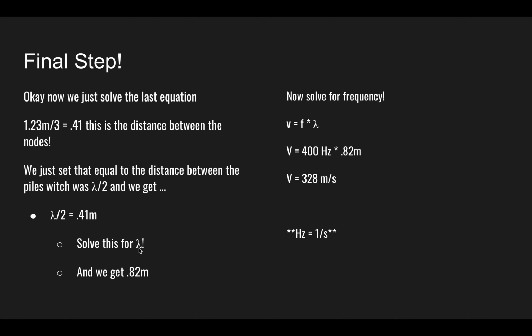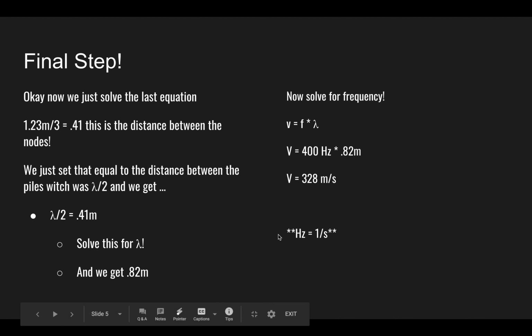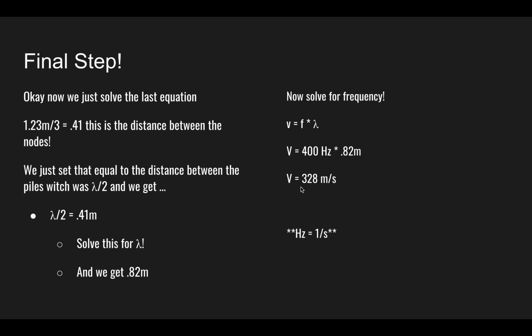That's lambda. Now we literally just plug it into our velocity equation. So 400 hertz times 0.82 meters, and we get our final velocity equal to 328 meters per second. And meters per second is correct because the unit for hertz is 1 per second. So 400 hertz is 400 per second, and we're multiplying that by 0.82 meters, with seconds on the bottom, so meters per second.